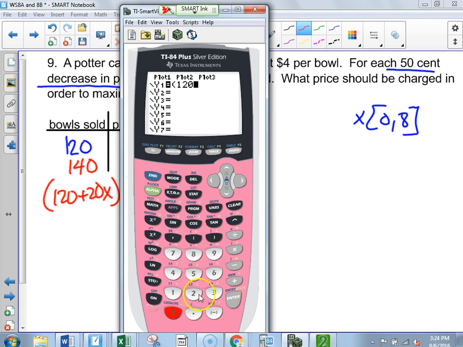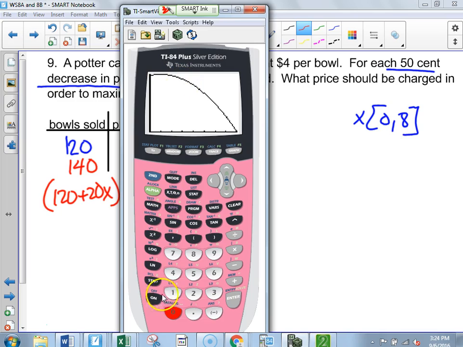Why was it 20x? Somebody explain that to me one more time. Because it said he's going to sell 20 more bowls. And why was the other one minus 50? Because he's not dropping the price $1, he's dropping it 50 cents over and over, right? All right, we decided the window could be only 0 to 8. If I have 0 to 8, and then I do a zoom 0. Again, I'm not fond of this window because it's cut off at the top, but do you see the maximum is in the window?